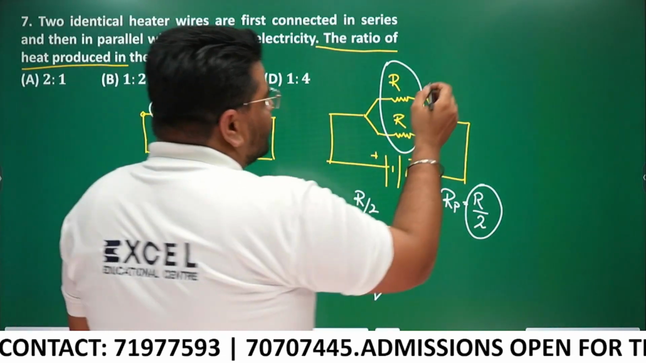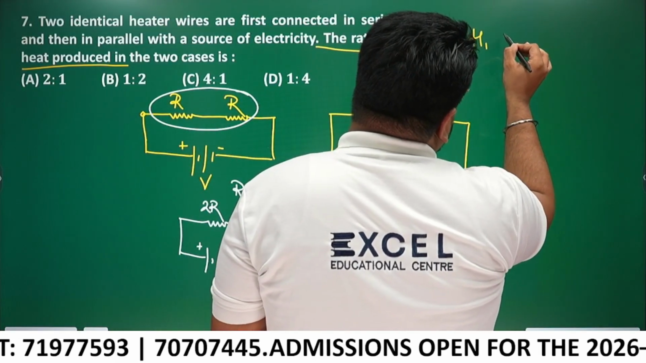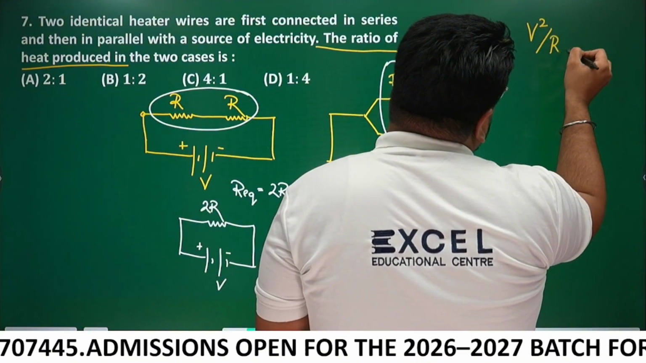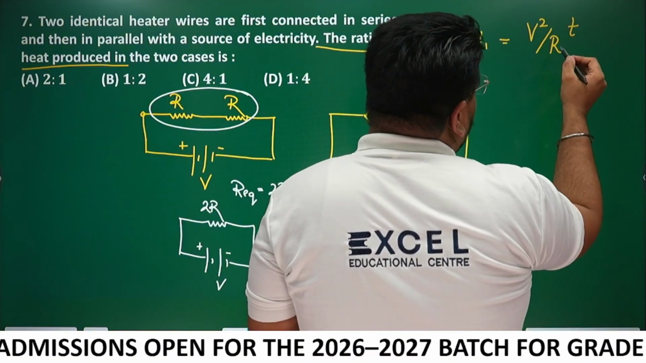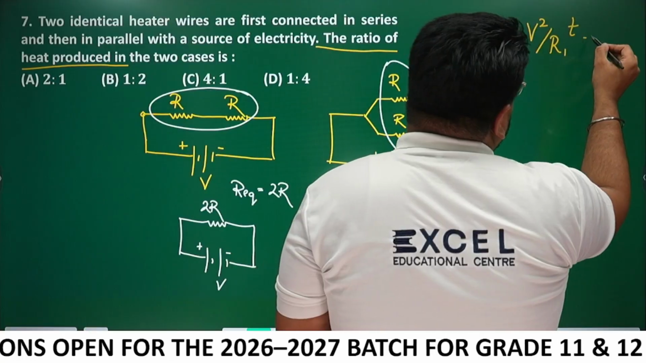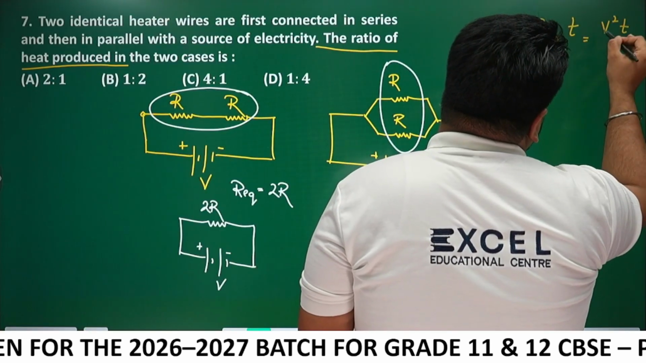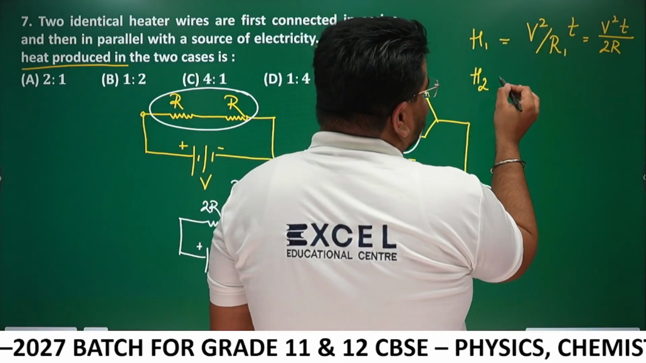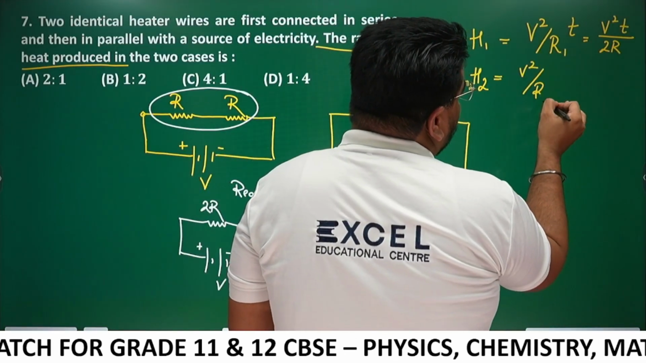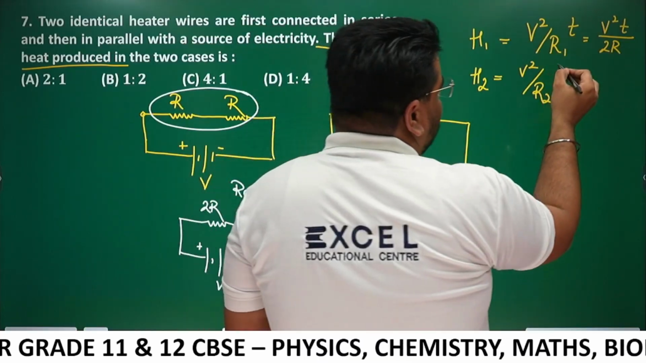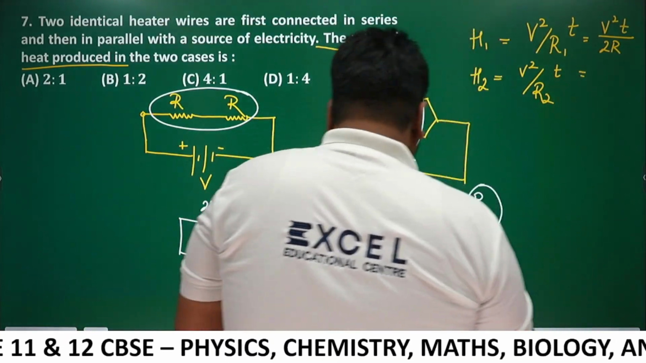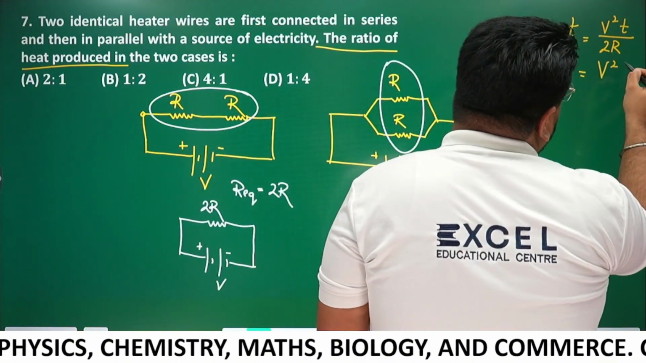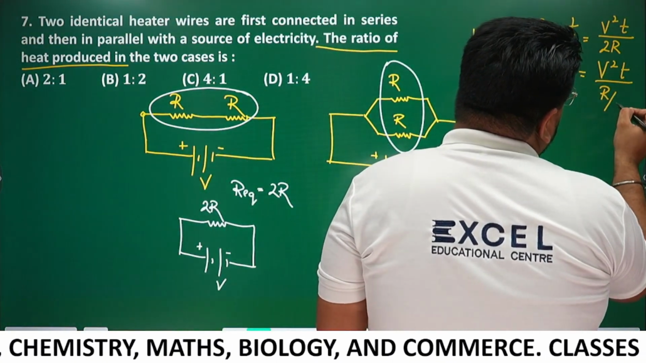Now, moving on, what is the heat in the first case? Heat in the first case will be V square by R into T. What is R1 in the first case? I can write it down as V square T by 2R. What about the second case? In the second case, we had V square by R2 into T, where R2 is this second combination, which will be V square into T by R by 2.